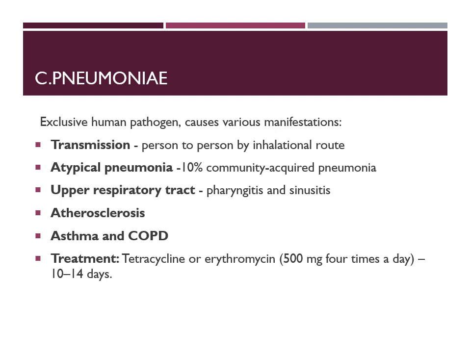10% of community acquired pneumonia can be atypical pneumonia caused by Chlamydia pneumoniae. Other infections like pharyngitis and sinusitis are also seen, and it is also associated with atherosclerosis. Asthma and COPD are also seen in this infection. Treatment is tetracycline or erythromycin for 10 to 14 days.